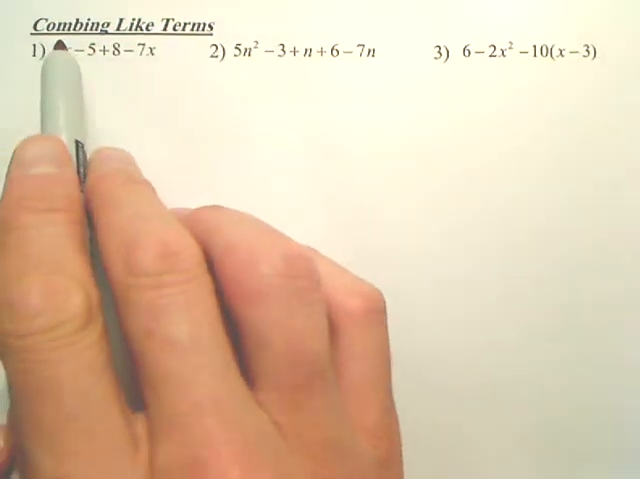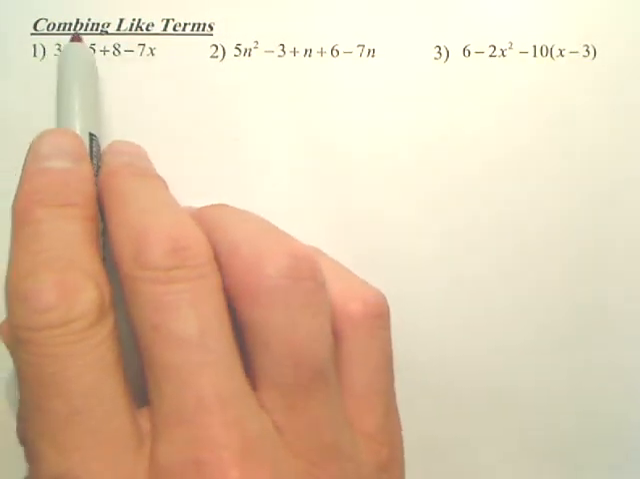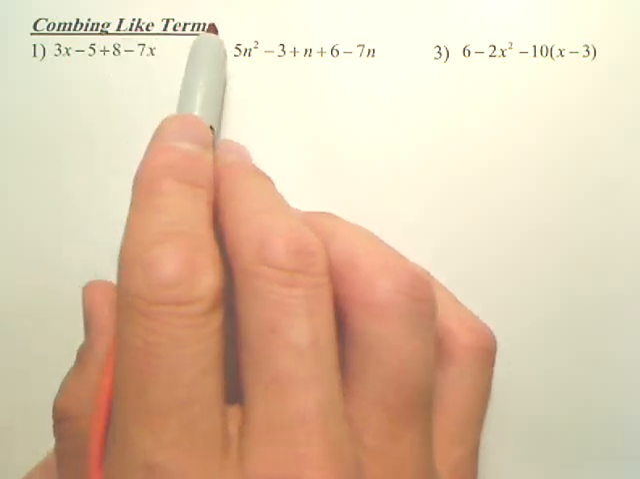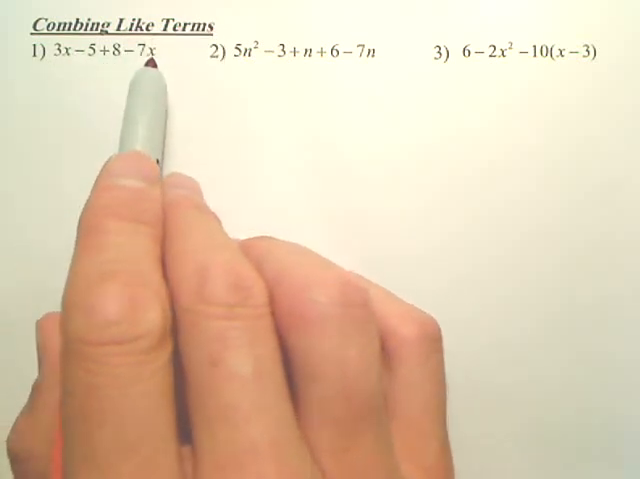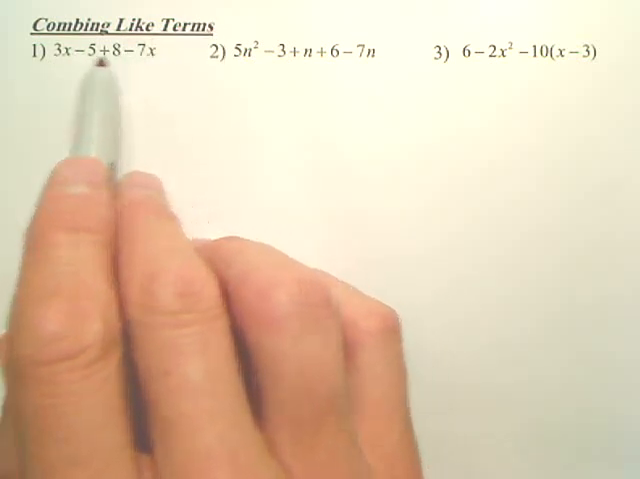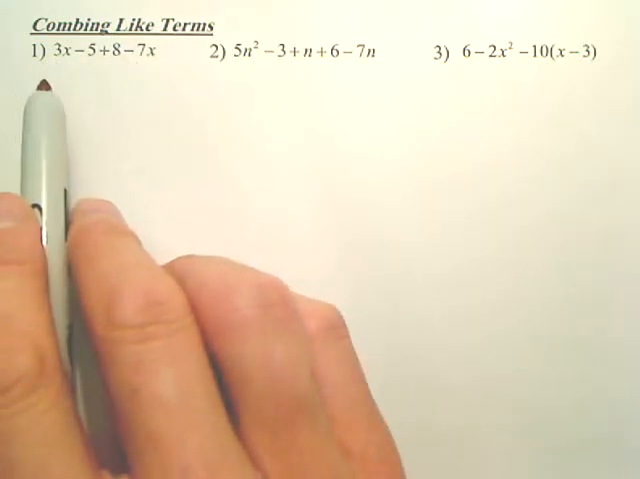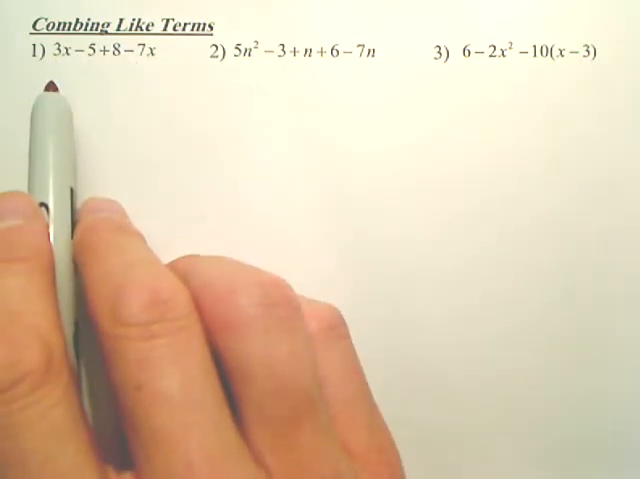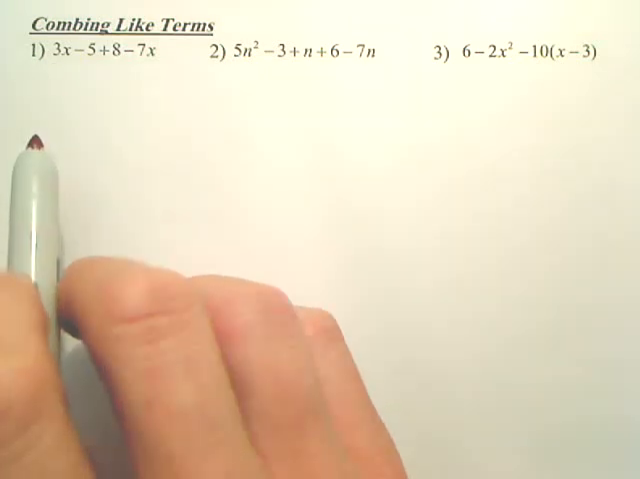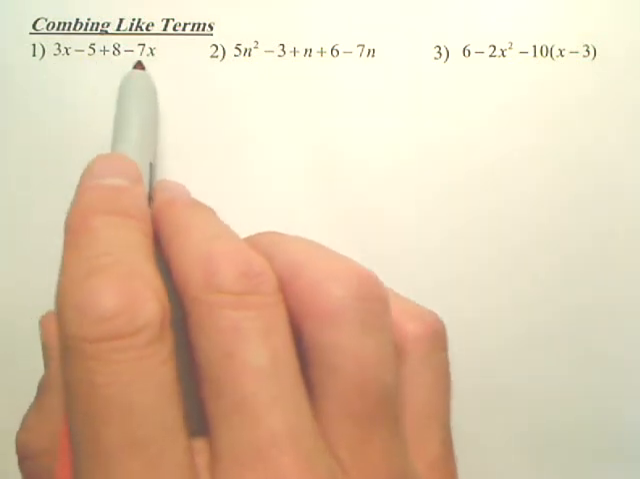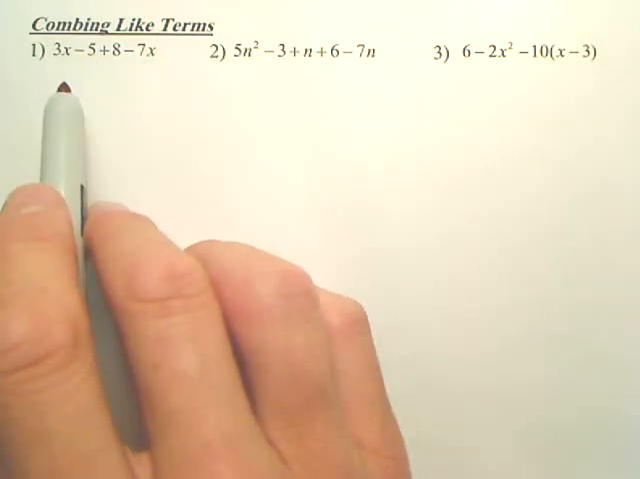Combining like terms. The word combine means group. Like means similar. Terms, well, these are 4 different terms. We're going to group the same ones, similar ones. So looking at this, let's start with the things with X's on them.